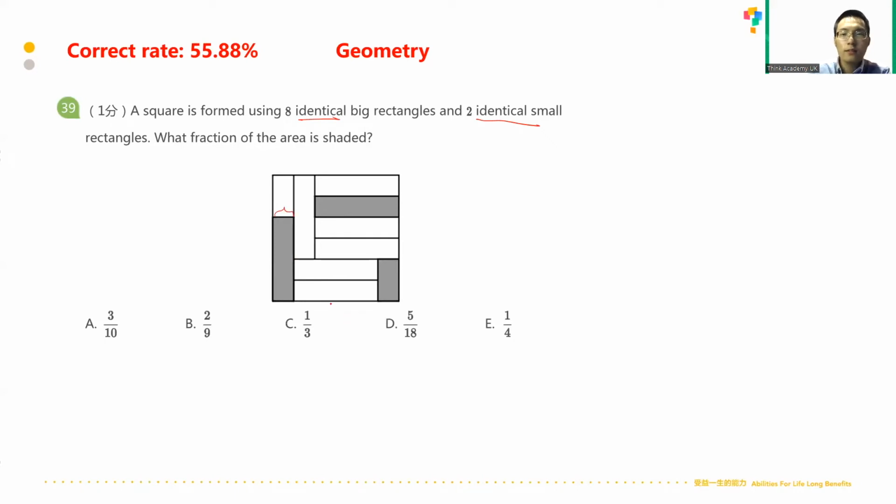So you see, the width of the small rectangle equals the width of the large rectangle. So the width of small, I'll use S to represent, S equals the width of big, B. This is the first.